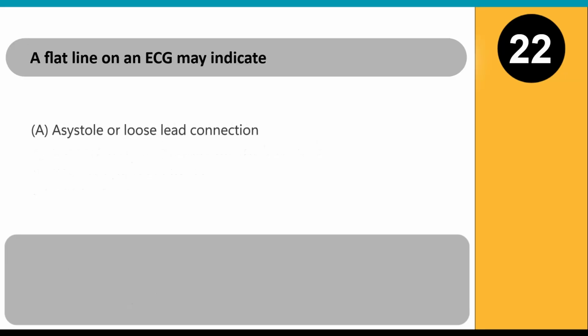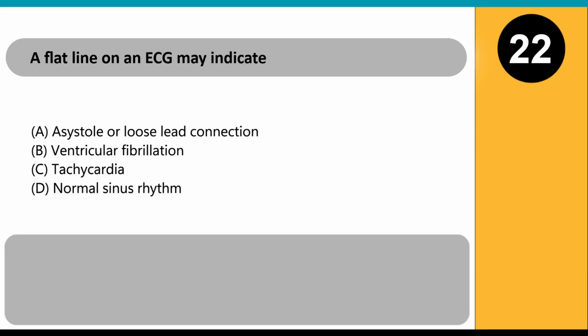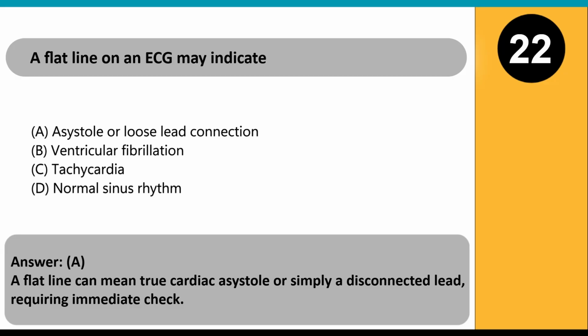A flat line on an ECG may indicate: A. Asystole or loose lead connection. B. Ventricular fibrillation. C. Tachycardia. D. Normal sinus rhythm. Answer A. A flat line can mean true cardiac asystole or simply a disconnected lead, requiring immediate check.